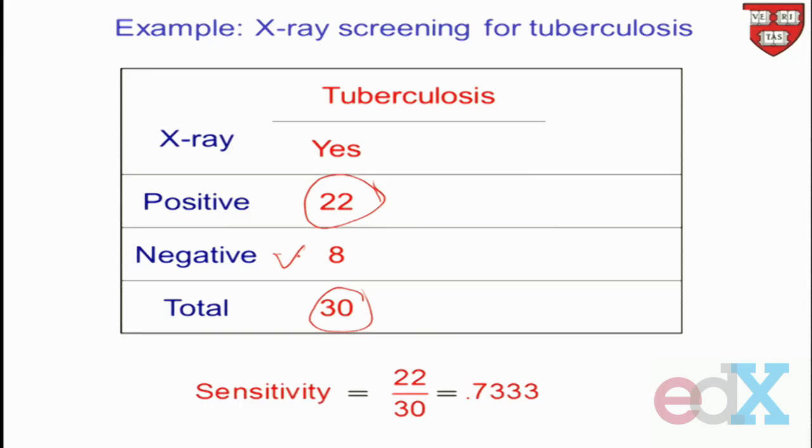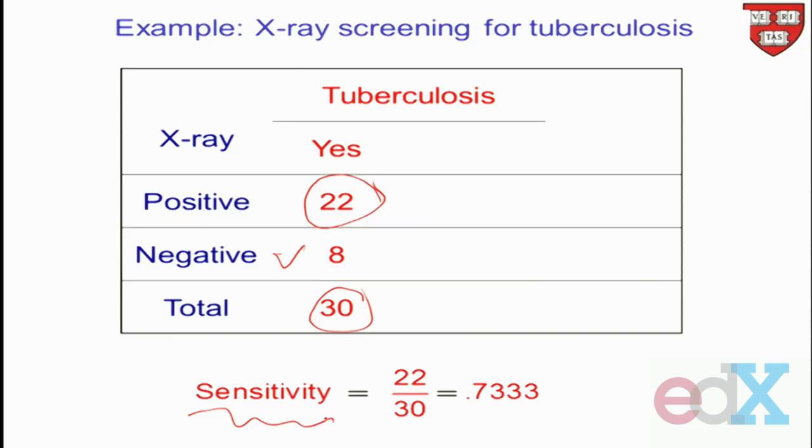Now, if we look at the proportion who tested correctly of the people with the disease, we call that the sensitivity. So in this case, the sensitivity is 0.7333. So this is an estimate of how accurate this method of detecting tuberculosis is when we apply it to people with tuberculosis.